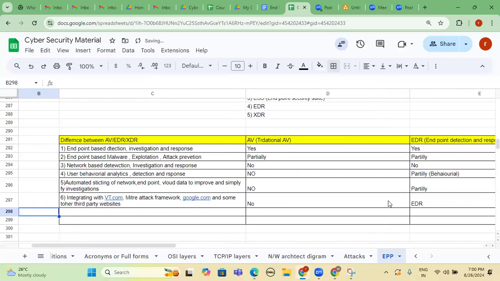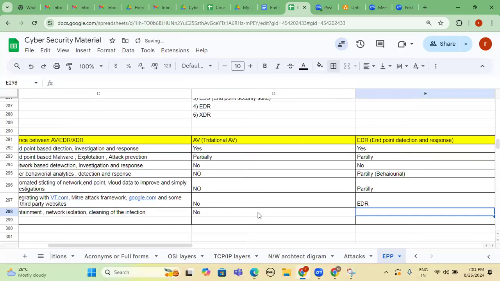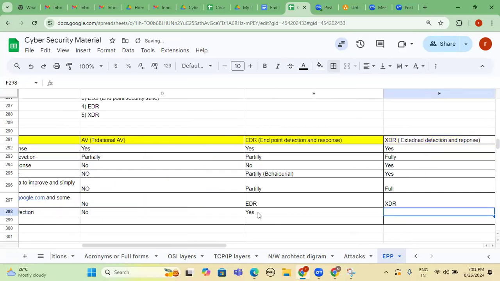So next one. This is very important, guys. Containment and network isolation, cleaning of the infection. So everything from the tool itself, no. That's why you have to use a sandboxing environment. EDR, yes. And XDR, yes.